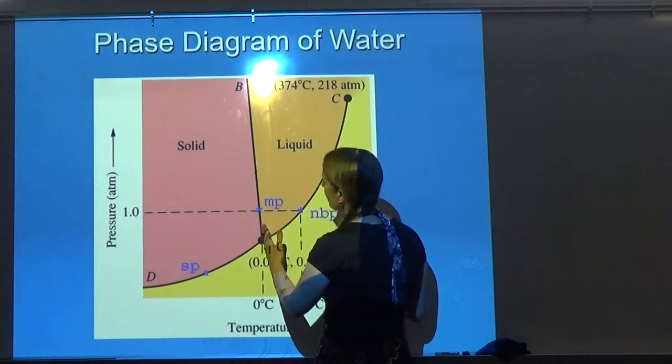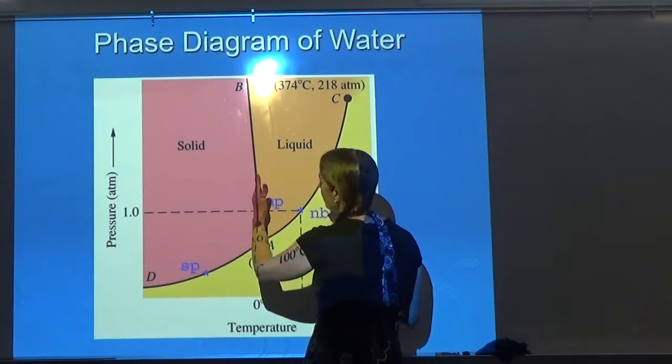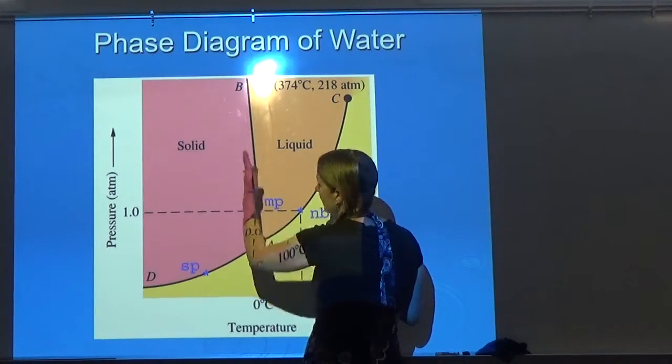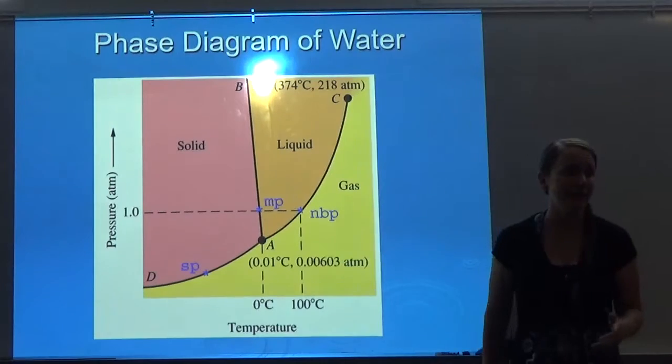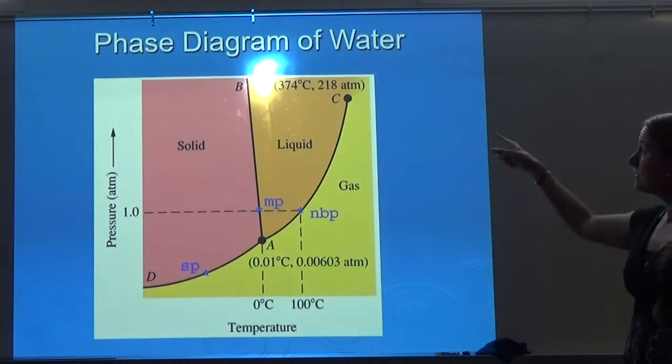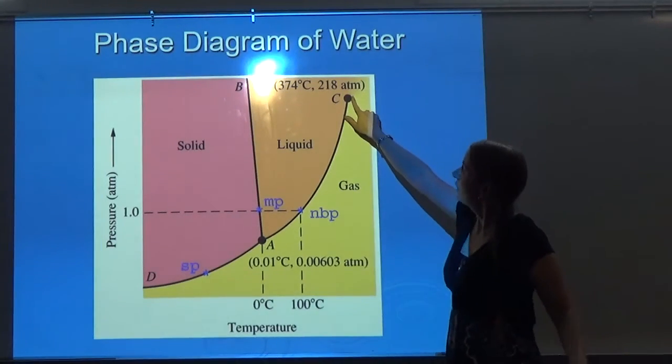Now, it is also important to note that the slope of this line is pointing slightly in this direction, because we'll talk about that in just a minute. But the next thing we're going to talk about is what this point is right here, like what's happening up here.